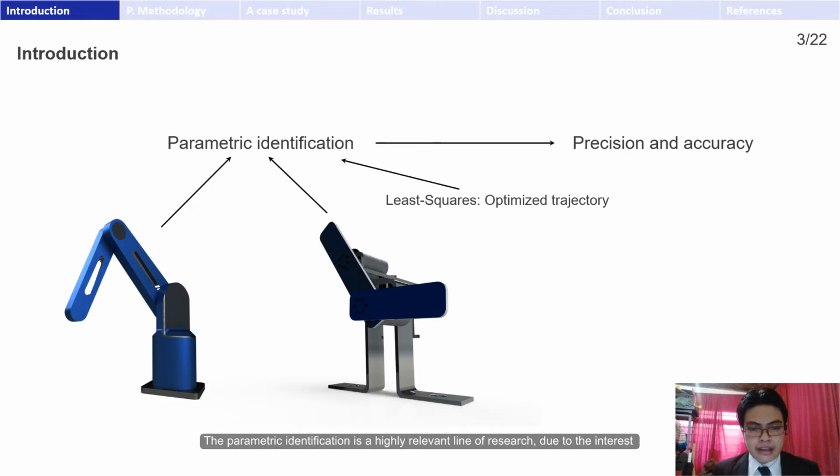The parametric identification is a highly relevant line of research due to the interest in knowing the behavior of a robot with a high precision. The most widely used algorithm to identify parameters is the least squares algorithm. However, the trajectory followed by the robot must be optimized for parameter identification.